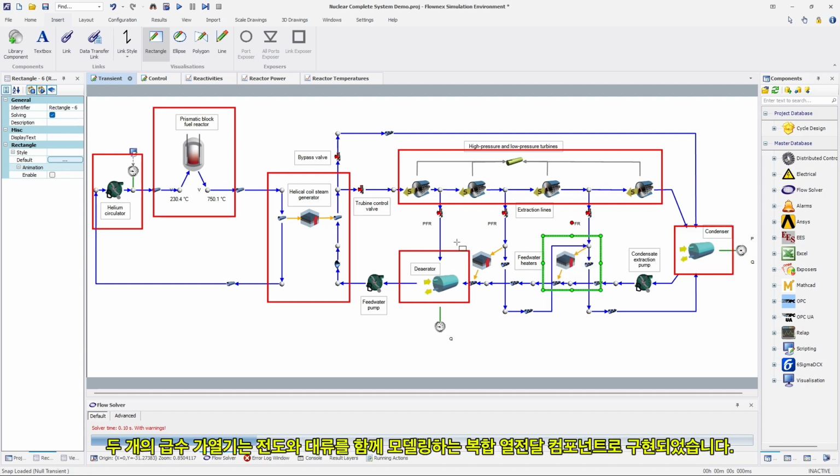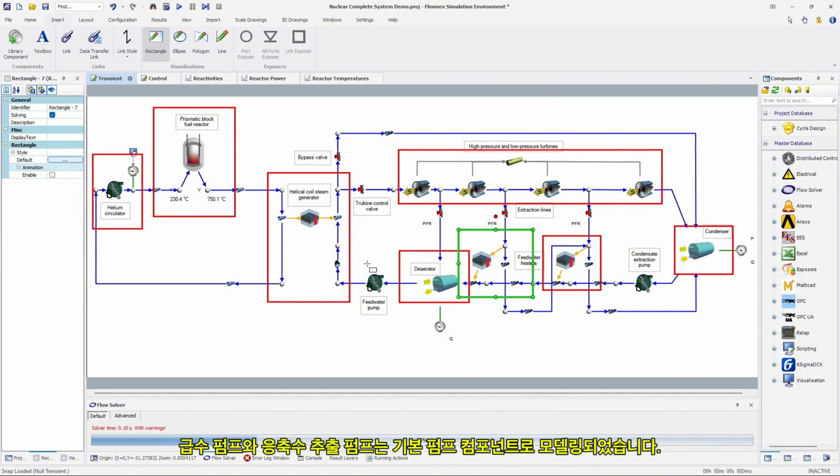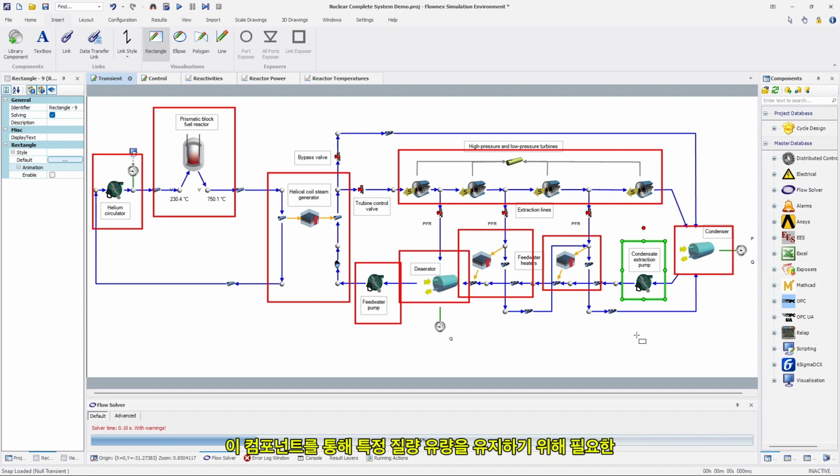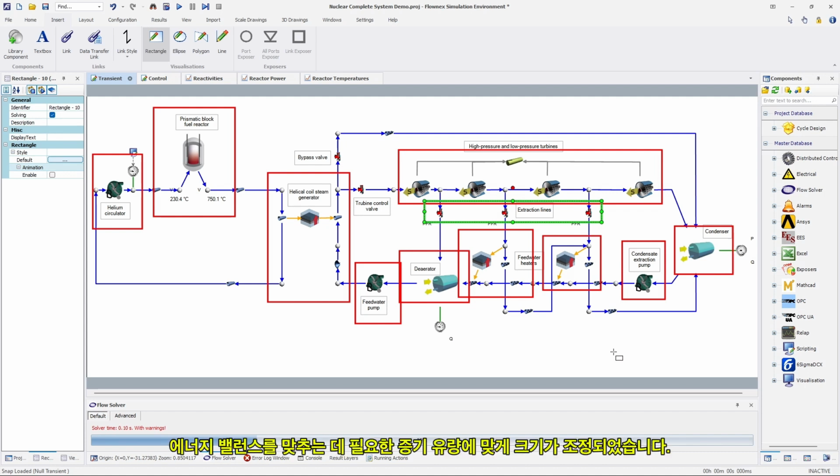The two feed water heaters are modeled with composite heat transfer components to model conduction and convection. The feed water and condensate extraction pumps are modeled with basic pump components. With these components, the required volume flow and head can be calculated for specific mass flow. The speed of this pump can be changed dynamically in transient to simulate the changing performance of the pump at different operating speeds. The valves for the steam extraction lines were simulated with basic valves and were sized for the required steam flow rate needed for an energy balance.